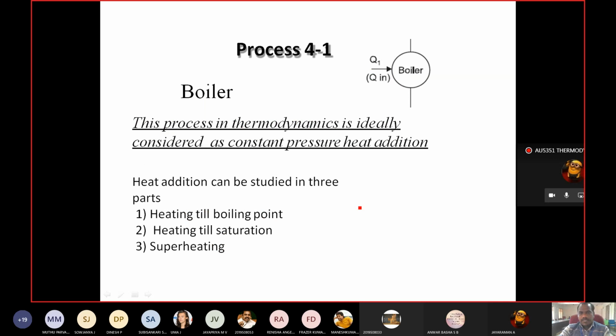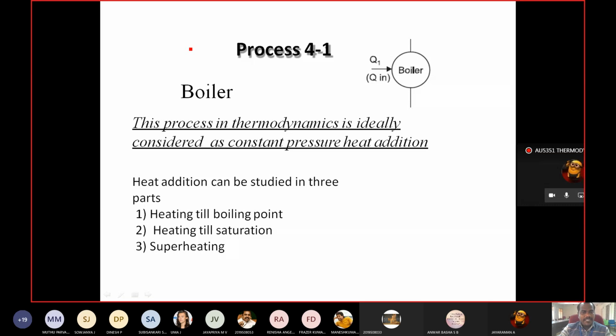Then we have another component. The important component in the steam power plant is the boiler, right? We have to supply heat energy into this boiler, then only can we achieve steam. This process in thermodynamics is ideally considered as constant pressure heat addition; the boiler is used to get the constant pressure process. So we need to add heat.